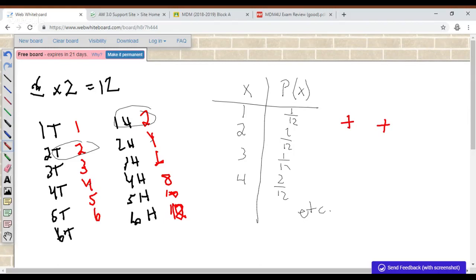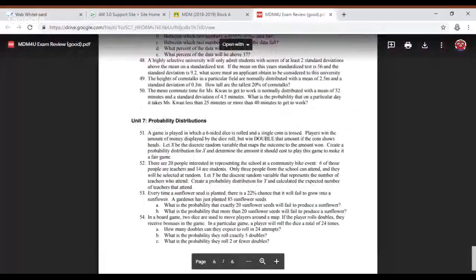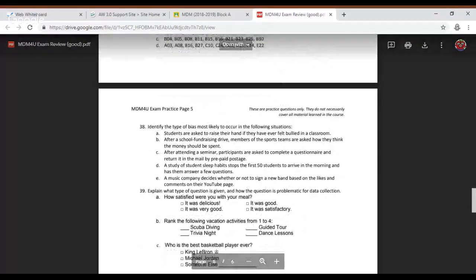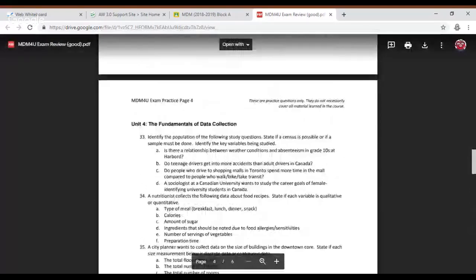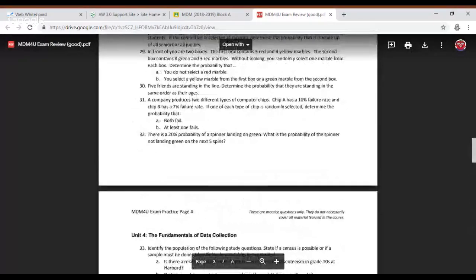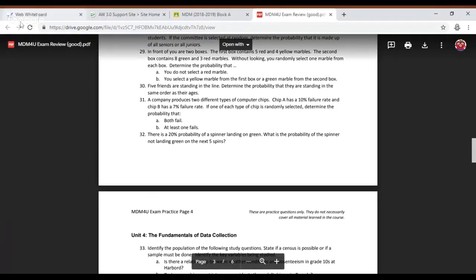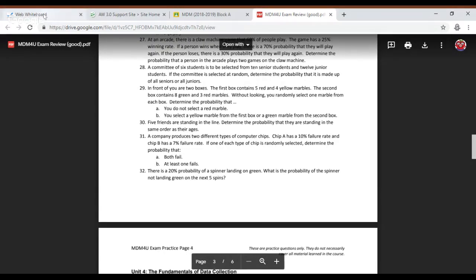Can you do question 31? Let's see. Wait, I just did that one. The chips, I just did that one. 29. Oh, the boxes. Okay. 5 red, 4 yellow, 8 and 3. Okay.